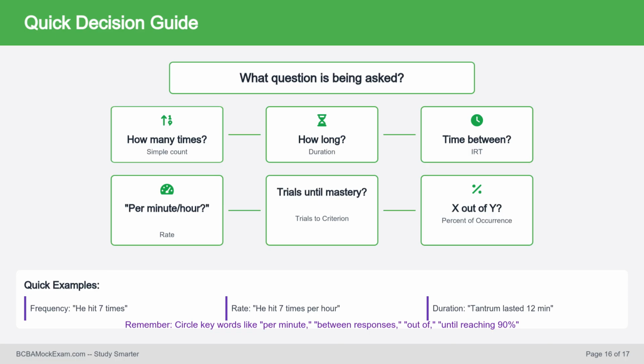Here's the mental shortcut. How many times equals frequency. How many per minute equals rate. How long did it last equals duration. Time between responses equals IRT. How many trials until mastery equals trials to criterion. X out of Y, or any percentage equals percent of occurrence. Practicing this flow makes measurement questions faster and easier on exam day.